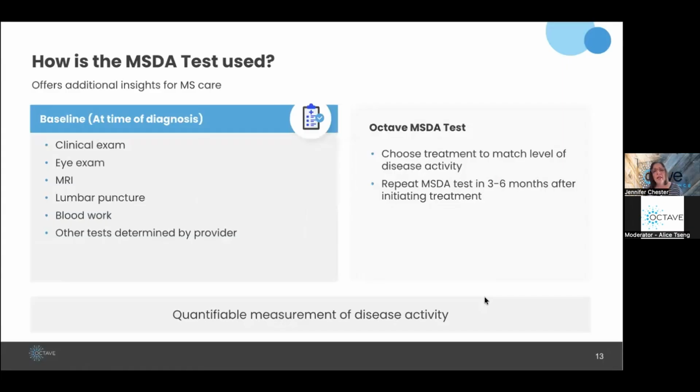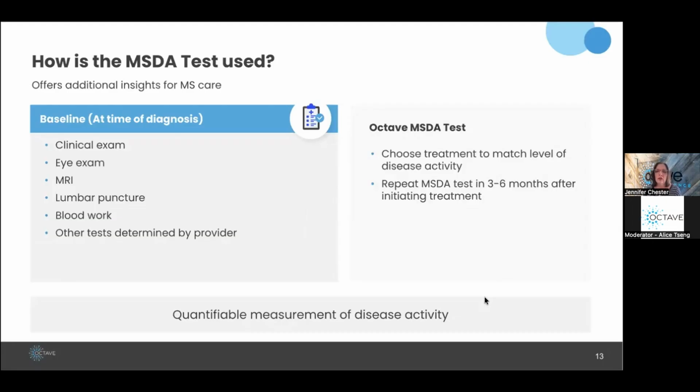So, how can we incorporate the Octave MSDA test into current practice? Let's talk about baseline at the time of diagnosis. What are we doing now? Your clinician's going to do a clinical examination, checking your reflexes, checking for strength, maybe doing a timed walk. You're going to have an eye exam, you're going to get your MRI, possibly a lumbar puncture to look for those oligoclonal bands, other blood work, or any other tests that your provider feels are important to make that diagnosis.